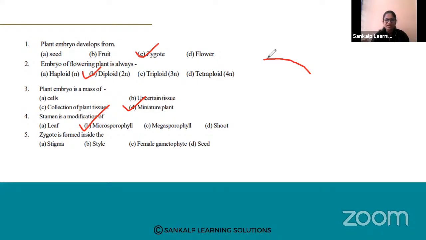Yes, YouTube students. Suhas option C, Deepthi option C, Lavanya, Shravani, Kirtana, Nagaratna. Okay, Pragati, Tanushri, yes, great. So all the answers are right. The right answer is option C, female gametophyte, the zygote is formed in the female gametophyte. Pappu option C, Shreya Kumari option C. Good going. So this is regarding the first 5 questions, guys.